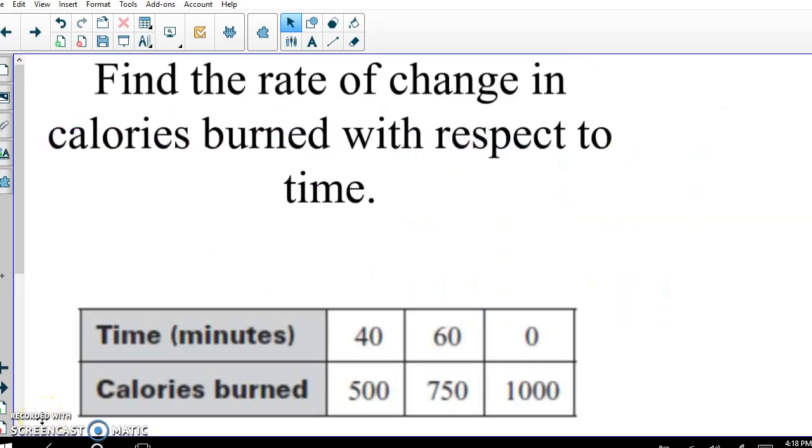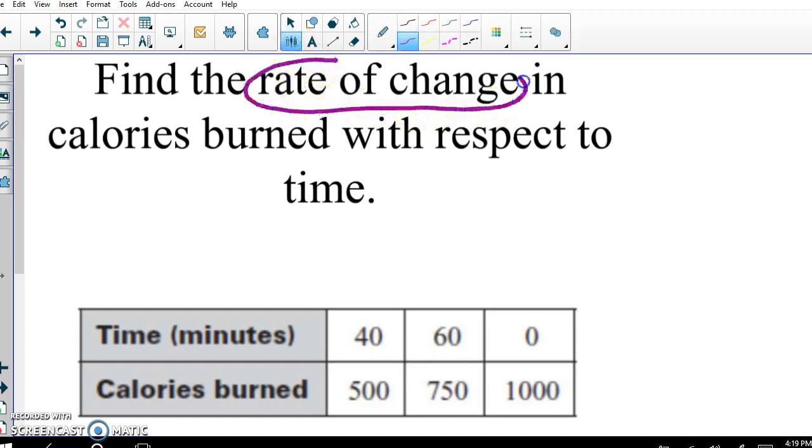So one practical application for slope in a real world situation we would call rate of change. So when we are comparing two quantities over time, we can see the rate at which those are changing. One example would be calories burned over time. So if I want to find the rate of change, in my head, I'm going to think, okay, find the slope of this line.